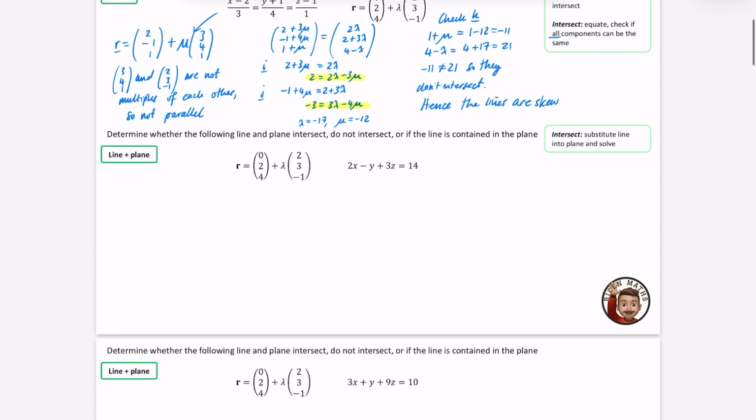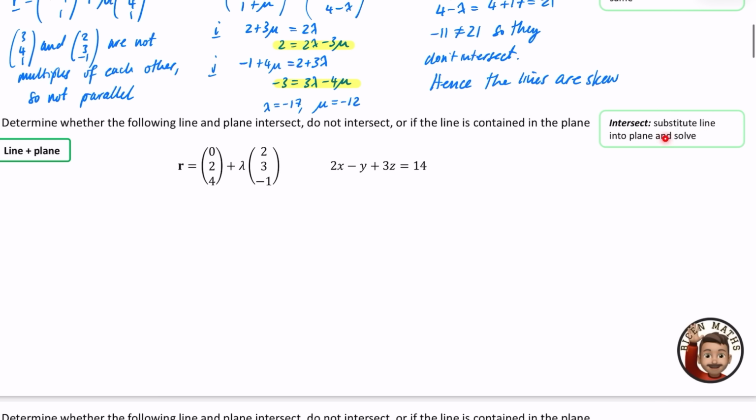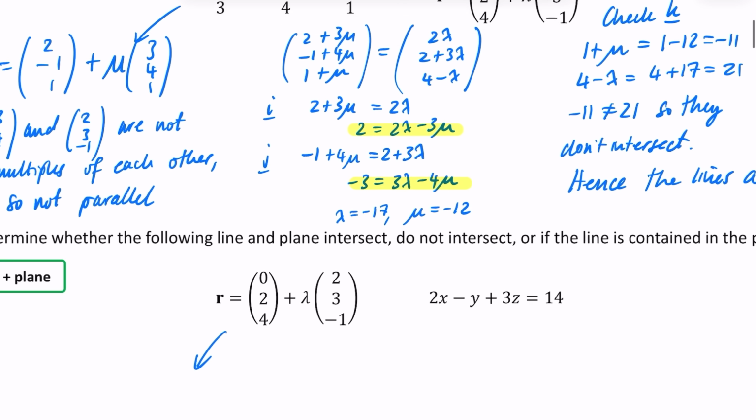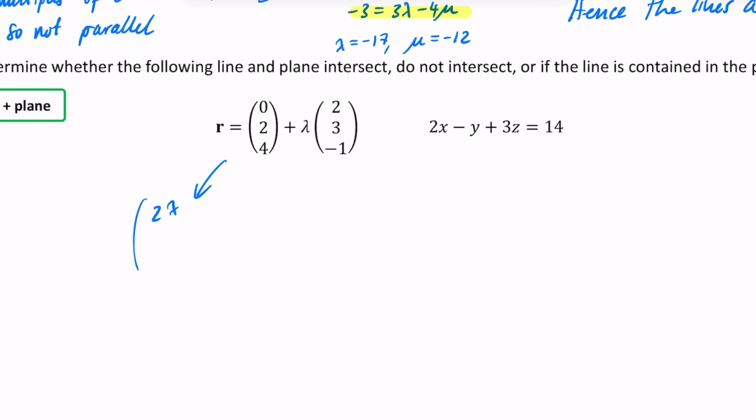Now what we're going to do is have a look at another example where this time we're talking about a line and a plane. And it says determine whether the following line and plane intersect, do not intersect, or if the line is contained in the plane. To do an intersection, literally just substitute the line into the plane and then solve it, okay? So, again, I'm going to rewrite this in a form that I like, and it's actually the same one as up here, okay? So that is just my 2 lambda, my 2 plus 3 lambda, and my 4 minus lambda.